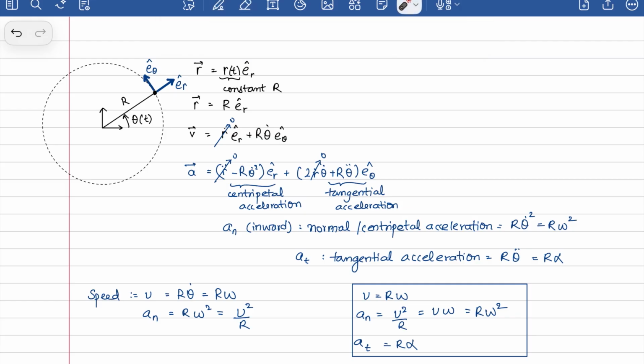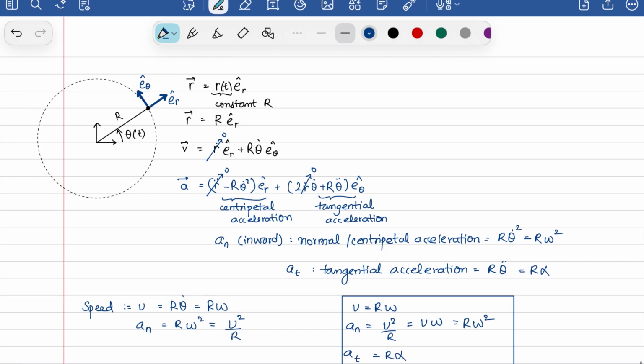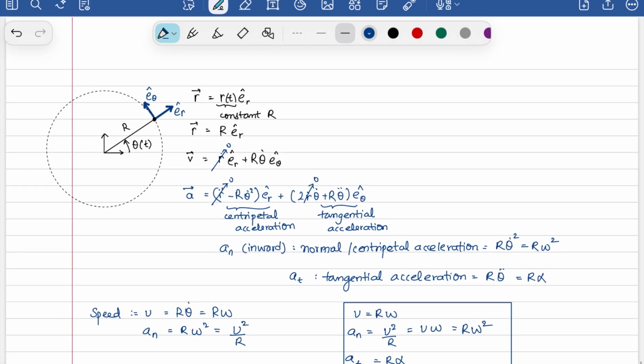You should remember that in the case of normal acceleration, it's inward, which is why there's a negative sign over here. In the case of tangential acceleration, it's along this direction, that's increasing theta. And the velocity is also in the same direction. Okay, so all of this that we've just been discussing is the special case of circular motion where your radial distance is fixed.